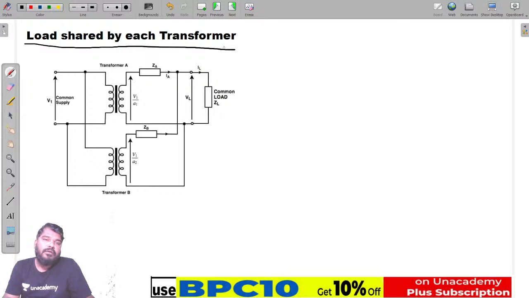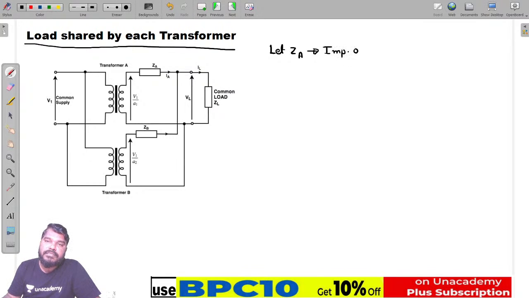Here we have two transformers, transformer A and transformer B. The primary winding terminals are connected to the common source, and the secondary winding terminals are connected to the common load. That is the load here. Let ZA be the impedance of transformer A.